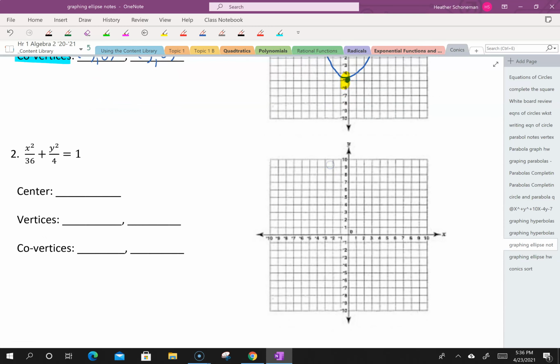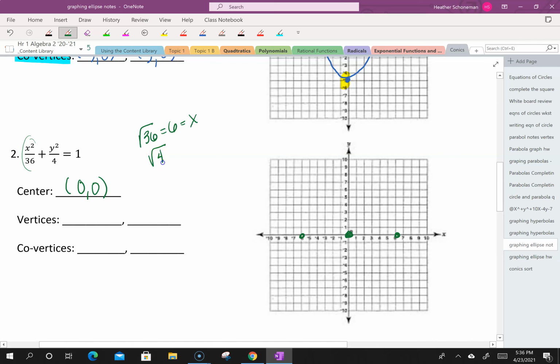All right, let's try this again for number 2. There's nothing added or subtracted to the y, so the center is just (0, 0). So we're going to start at the (0, 0). The number under the x controls the x values. So the square root of 36 is 6. And that's how much we're going to go on the x. So 6 to the right and 6 to the left.